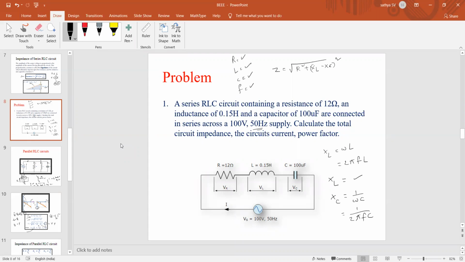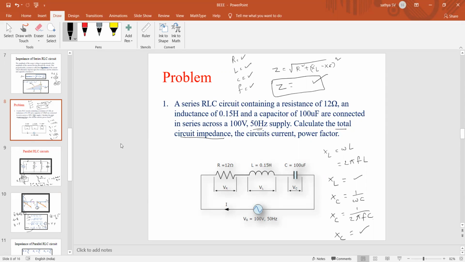All of you concentrate on the screen. Later you can do it on your own. XC is equal to 1 by 2 pi f C, where you know the f value and the C value. So will you calculate the XC value on your own? And by substituting R, XL and XC values here, will you be able to calculate the total impedance Z? Understand the procedure of how to calculate the total circuit impedance? Yes, sir. Right, this part is done, total circuit impedance.